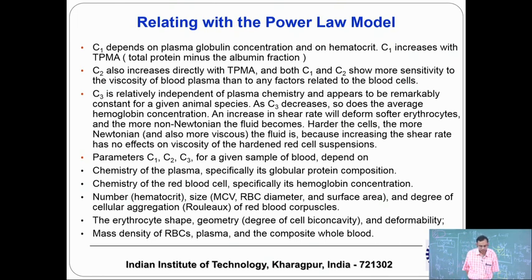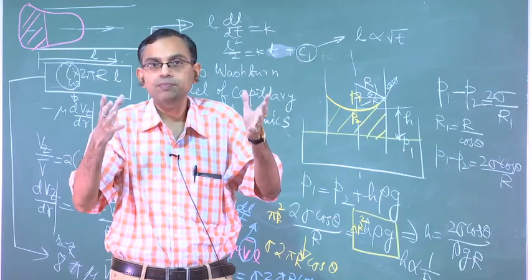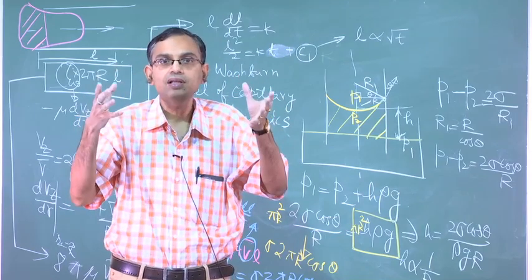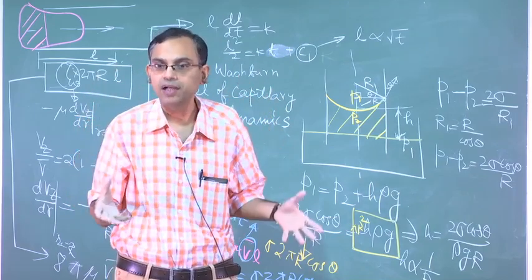So, C1, C2, C3 for a given blood sample depend on the chemistry of plasma, the chemistry of RBC, specifically its hemoglobin concentration, the number of red blood cells, their size and degree of cellular aggregation, the red blood cell shape, geometry and deformability, and the mass density of the red blood cell, plasma and composite whole blood. So, you will see that these appear to be parameters, but they are so strongly dependent on the composition of the blood.